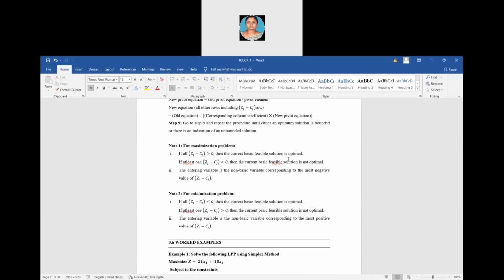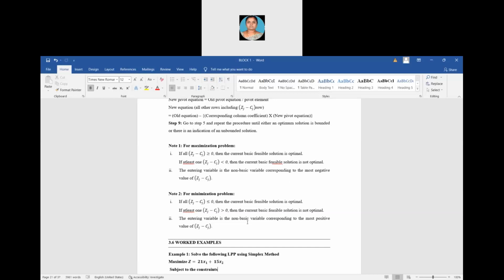And then for a minimization type, the greater than or equal to must be converted into less than or equal to. So if Zj minus Cj is less than or equal to 0, the current basic feasible solution is optimal. If at least one Zj minus Cj is greater than 0, the current basic feasible solution is not optimal. So whatever applies for maximization type, the opposite, vice versa, applies for the minimization type.